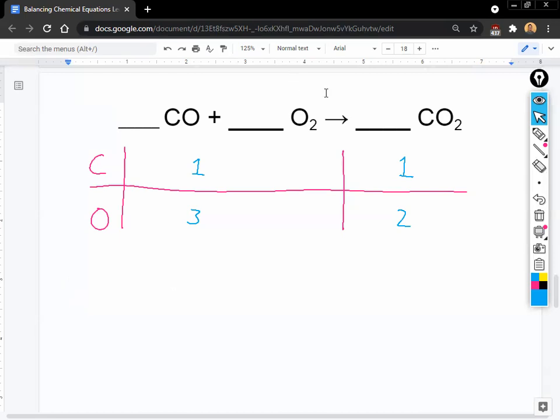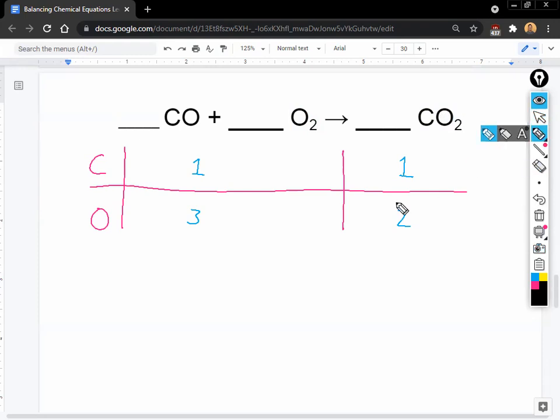Okay, so there is one carbon on the left side, and there are three oxygens on the right side because there's one here and there's two here. Okay, that's going to give us three. One carbon on the right side, and then two oxygens on the right side. Okay, so from there we can start adding until we can balance.